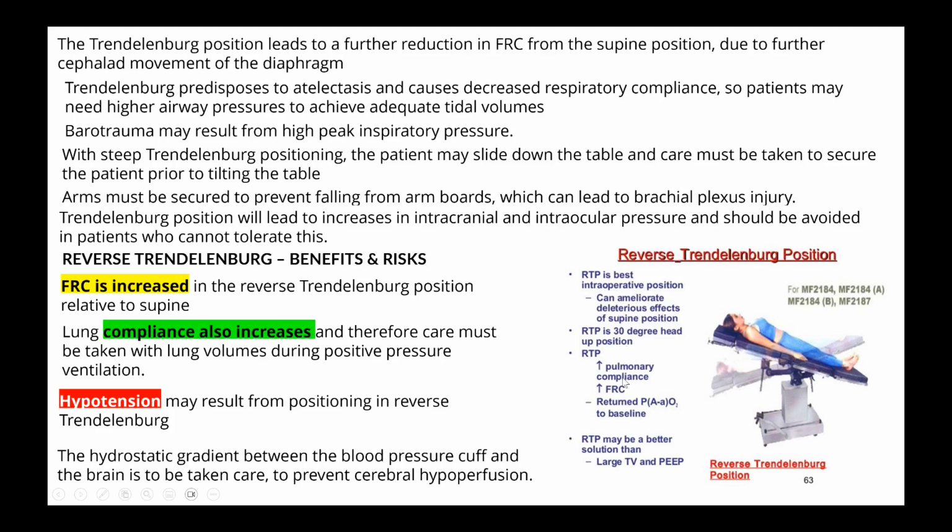30-degree head-up position increases pulmonary compliance, FRC, and maintains the alveolar arterial oxygen gradient, and may be a better solution than giving a large tidal volume and PEEP. A little bit of head-up tilt will not require a large tidal volume and PEEP to maintain the oxygenation.